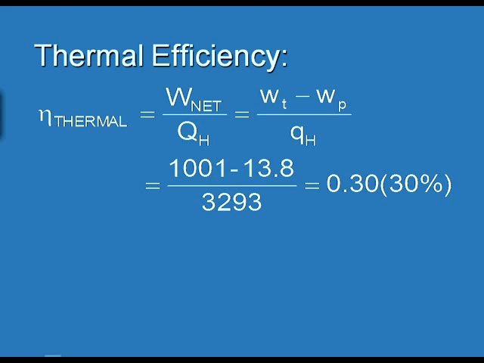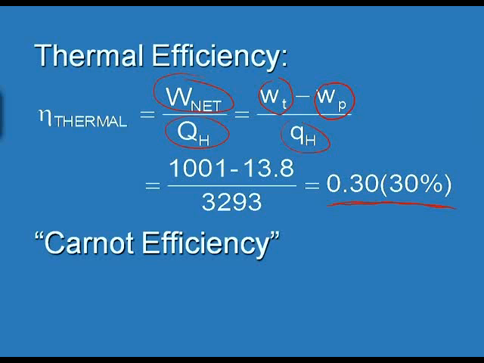We can now find the thermal efficiency of the plant, which is the net work divided by the heat added. Here I have work net over QH, or if we use a lowercase w, that's work per kilogram, (WT minus WP) per kilogram over QH. Again, everything per kilogram. We find that our thermal efficiency is only 30%. So we haven't really optimized this plant. It's not the most productive plant in the world, but here we have our thermal efficiency of 30%.